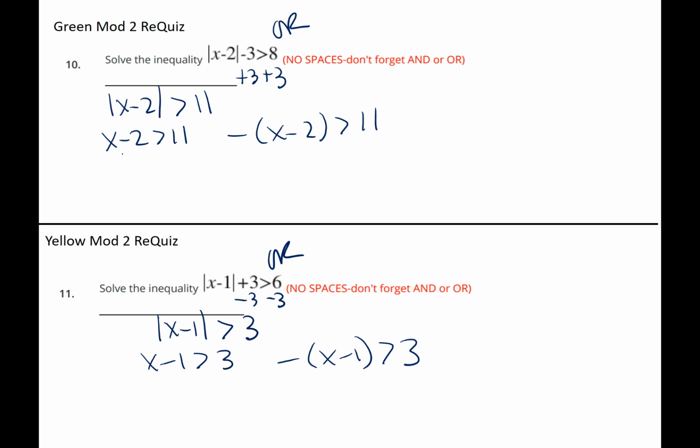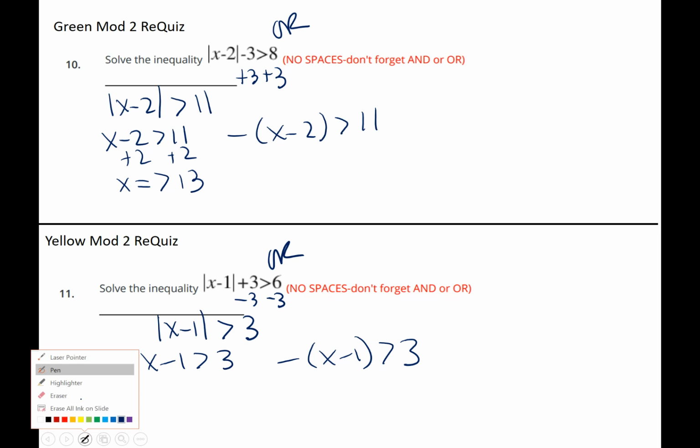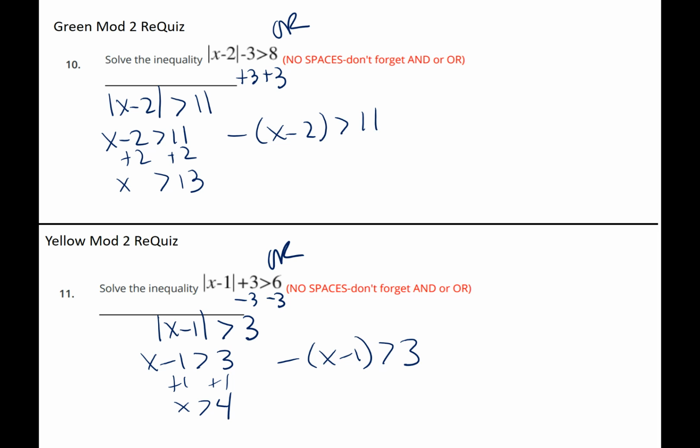All right, we're going to add the 2 on this one. So x is greater than 13. I don't know what I just wrote. I don't know why I wrote the equal sign. X is greater than 13. On this one down here, if I added the 1, x would be greater than 4.